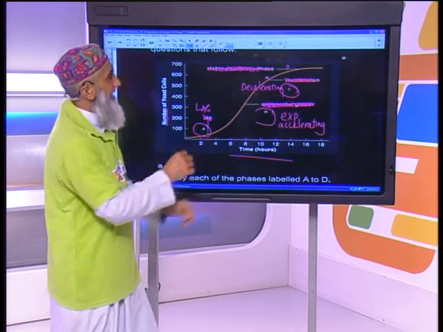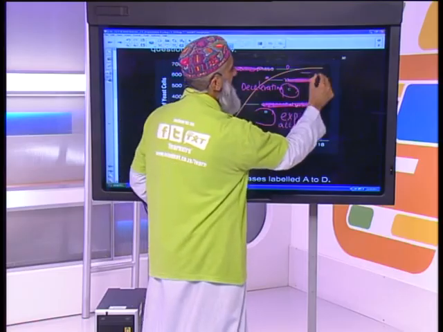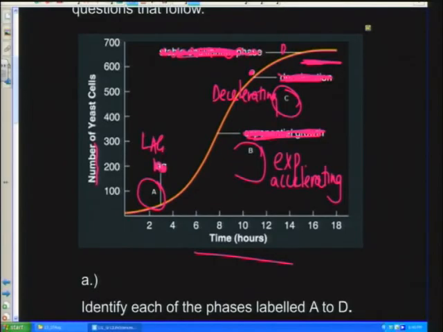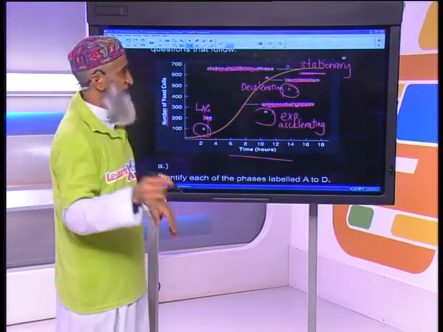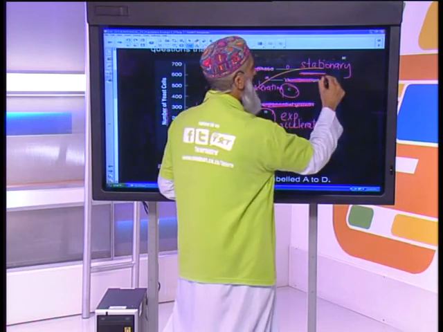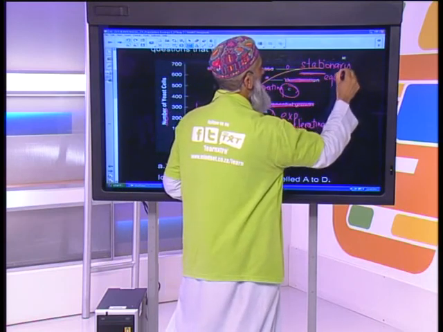And last, this area here is known as the stationary. What's the spelling? Stationary with an A, not with an E. Stationary with an E is the pens and pencils that you use. Stationary, or we can call it the equilibrium phase.